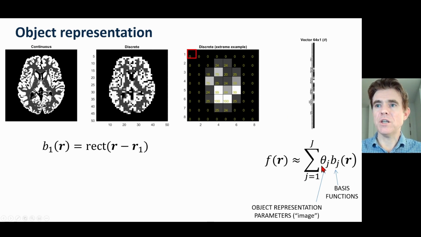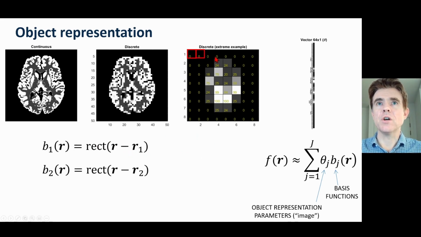So this would be pixel 1. So if you like, here the summation is j equals 1 to capital J pixels. So that would go up to 64 pixels here. And for each one of them, we're just going to take that basis function as the rectangle function and just shift it to the center position.